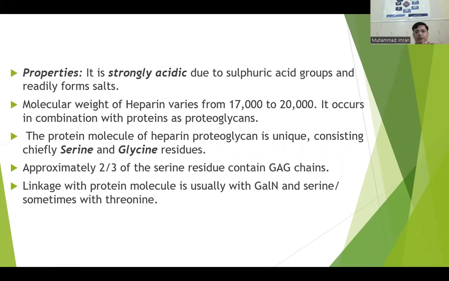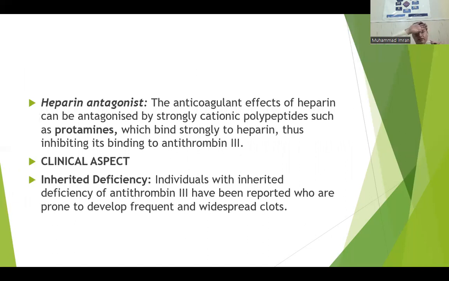It occurs in combination with protein as a proteoglycan. It can make either an N-glycosidic linkage or an O-glycosidic linkage. The protein which attaches with heparin contains a high concentration of serine and glycine. Mostly a 2/3 ratio of serine residues are present with the glycosaminoglycans. Linkage with the protein molecule is usually N-glycosidic linkage or O-glycosidic linkage, through serine or threonine.